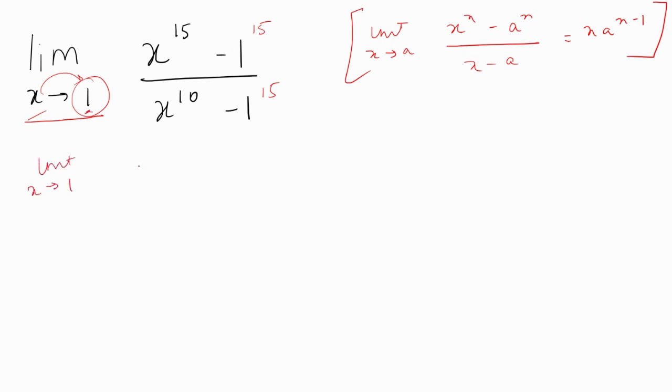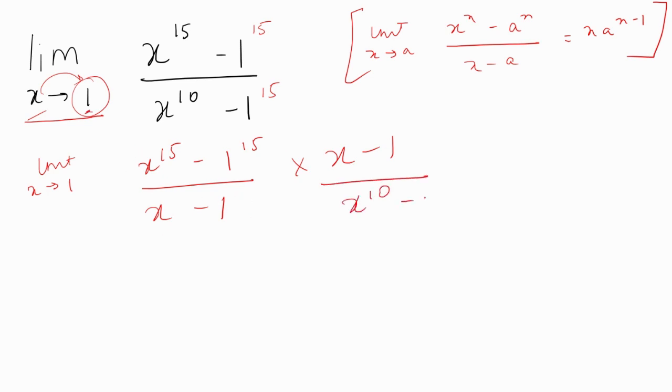I'll do nothing. If I have x to the power 15 minus 1 to the power 15, and I need to bring it to this form because this will help me write the value, what has to be in the denominator if I want this form? X minus 1, obviously. So I'll put x minus 1. Now, if I am putting x minus 1 over here, I have to multiply x minus 1 on top also. So this and this gets cancelled. And then I can write over here x to the power 10 minus 1.